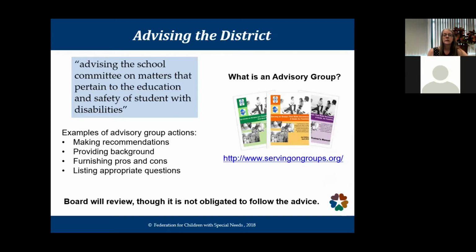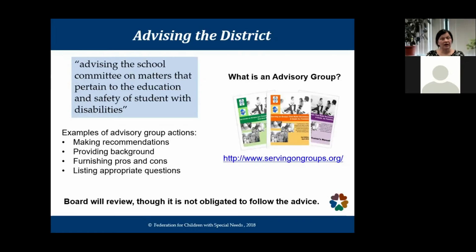And an advisory group provides advice. The boards will review your recommendations, but they are not required to follow them. And that sometimes is frustrating for CPACs, but at least you're bringing the idea to the table. So you can make recommendations. Sometimes they might ask you for some background on an issue. You can do a pro and con statement or fact sheet for a district. And you can also pose questions so that the board is moving in the right direction around an issue.